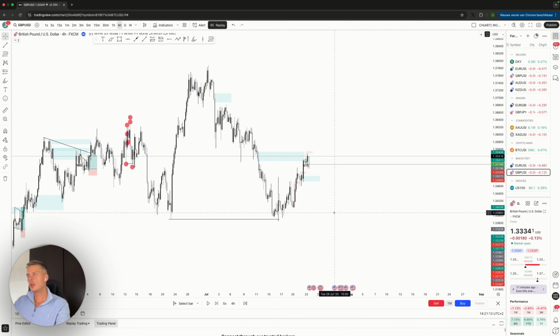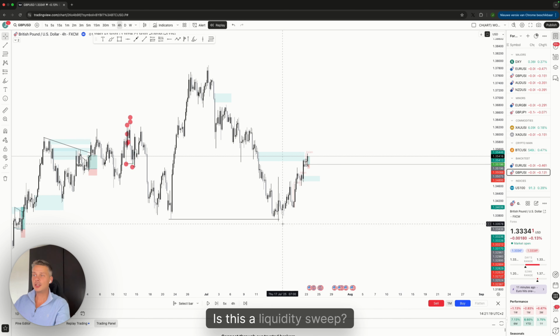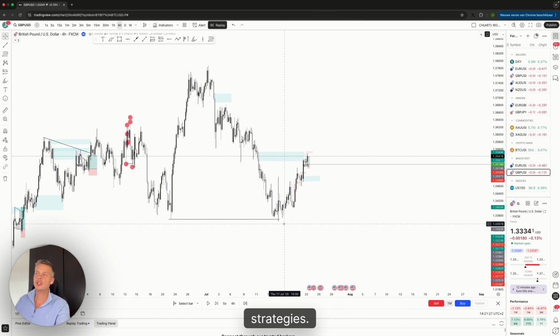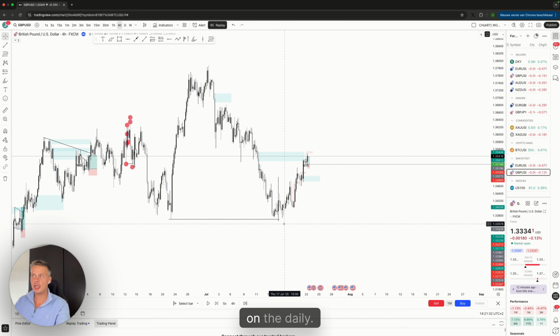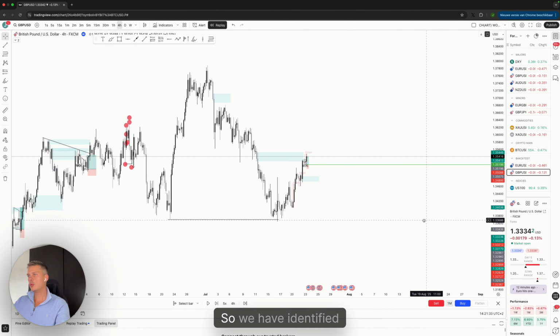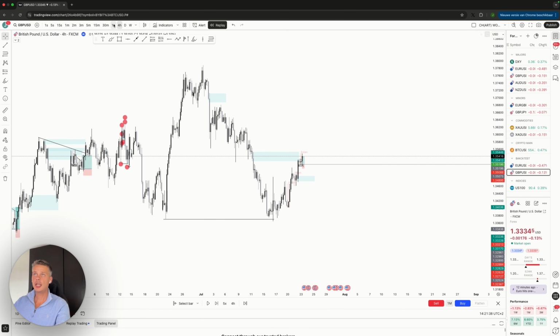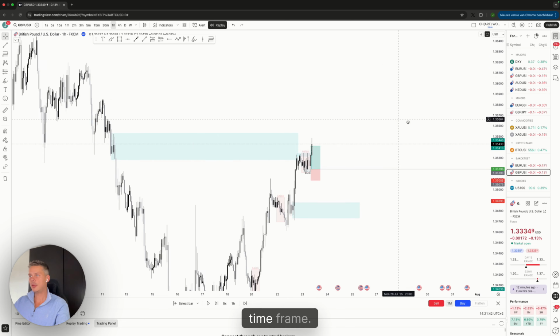And this is very interesting. We could argue, is this a break of structure? Is this a liquidity sweep? Well, who knows? But I know that market structure traders, and market structure is the very base of almost all strategies, will see this as a bearish break of structure, even on the daily, right? So we have identified what happened here. Clean. Now we drop it down an hour to the hourly time frame.